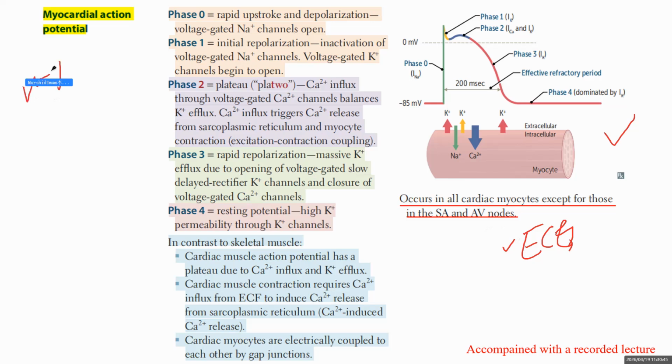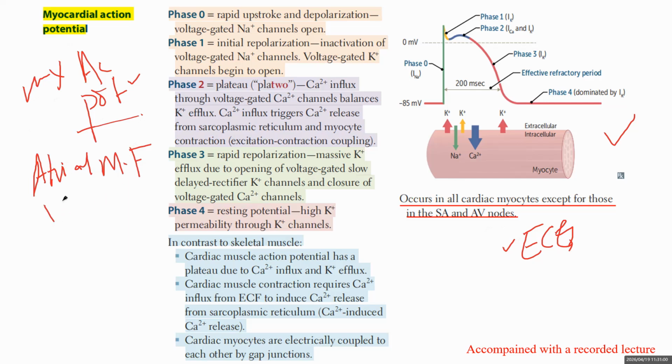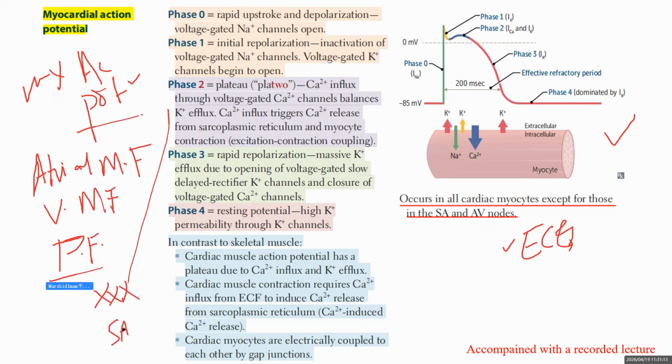Now we have to understand where the myocardial action potential occurs. First, remember that it occurs in the atrial muscle fibers, in the ventricular muscle fibers, and also in the Purkinje fibers. And do remember that the myocardial action potential does not occur in the SA node and the AV node.